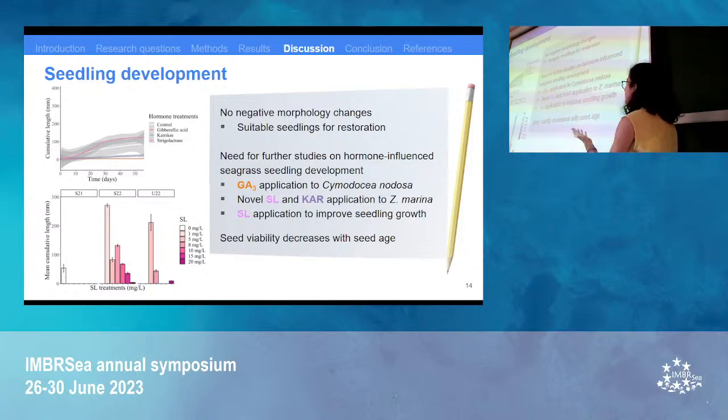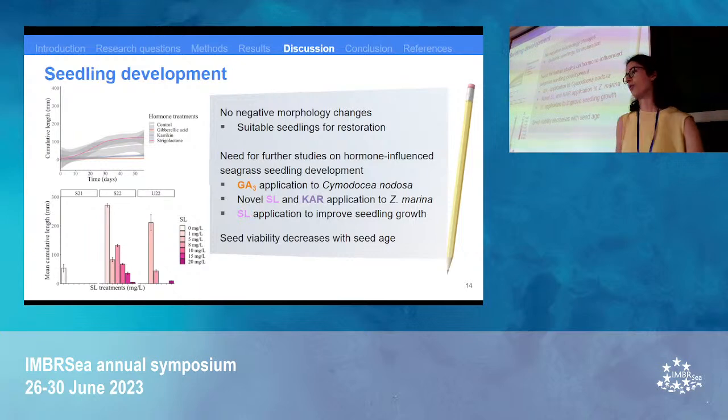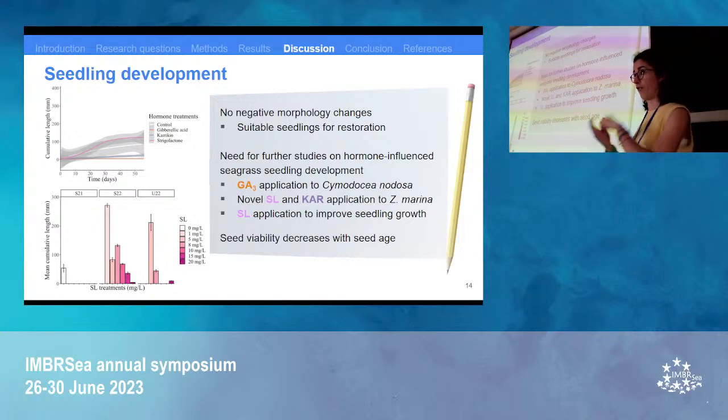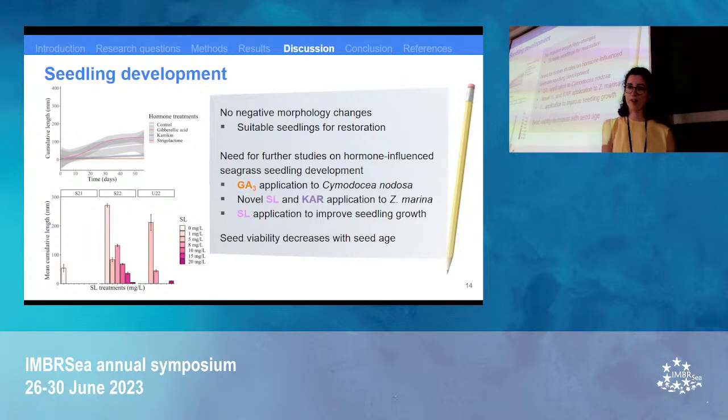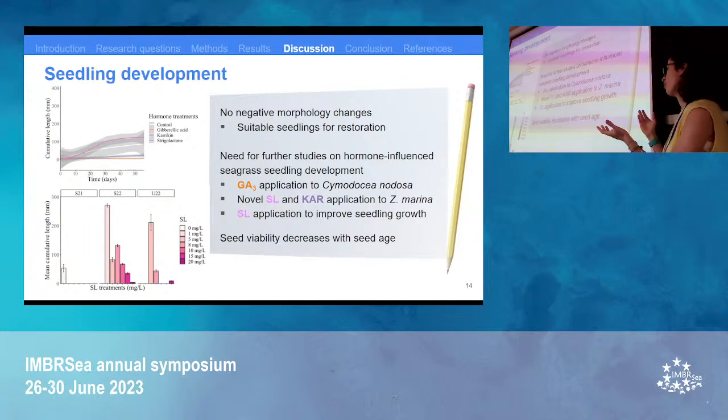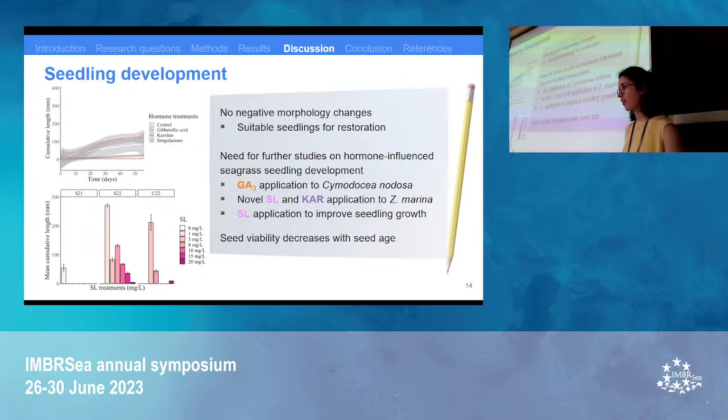We do, of course, need further studies again on hormone-influenced seagrass seedlings because, for example, the only study found was on GA application, not on strigolactone and karrikin for seagrass species. But the study found on Cymodocea nodosa actually found increased leaf length for this species. And that result is in contrast with what we found here. So definitely further studies. However, the strigolactone application did improve seedling growth.